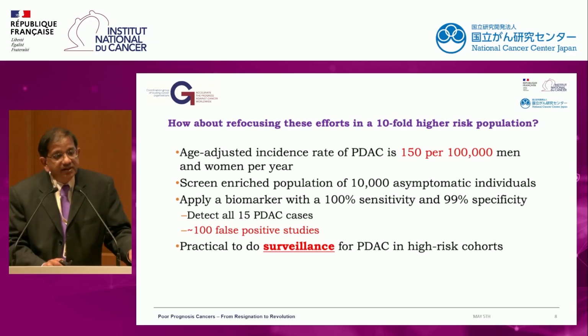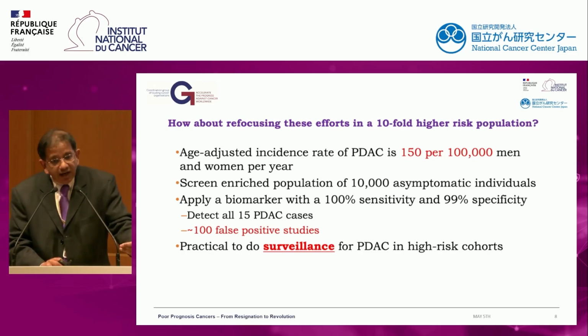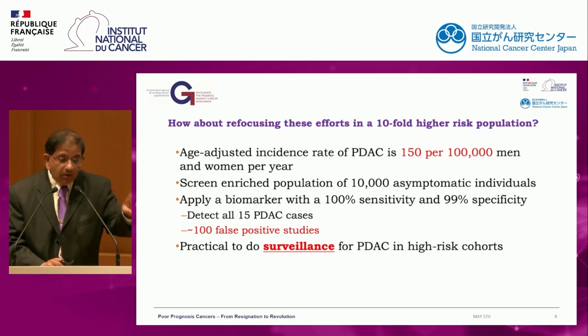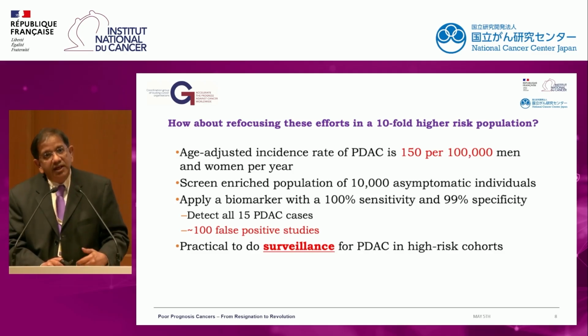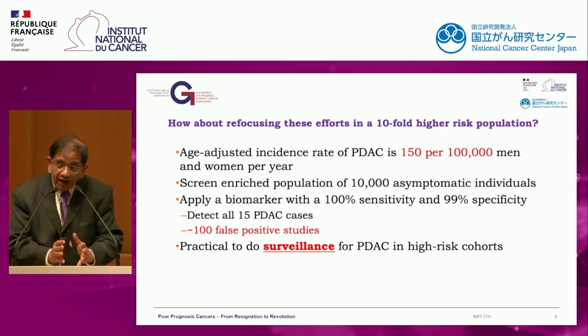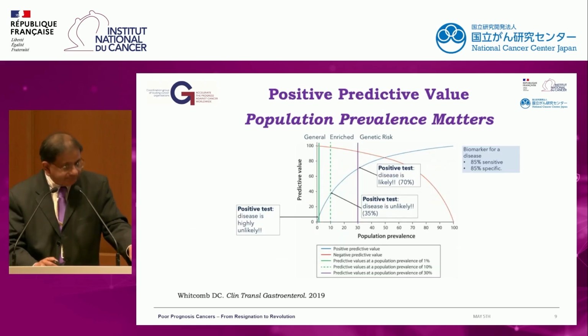So now, let's say we refocus these efforts, not in the general population, but in a 10-fold higher risk population, where you now have an incidence rate of 150 instead of 15 per 100,000. With the same biomarker, you now apply it in this enriched population. Again, you'll pick up all the cases, but now you'll only have 100 false positives, not 1,000. So it's much more practical in our setting to do surveillance for pancreatic cancer in defined high-risk cohorts than to just go out and screen everyone.